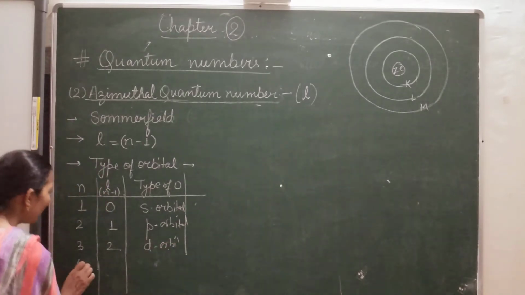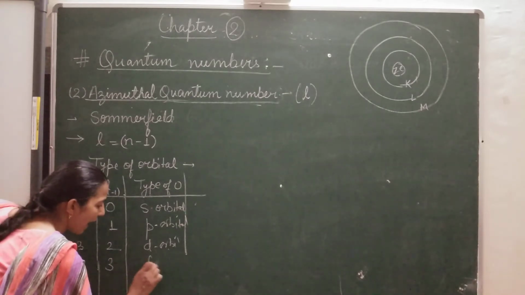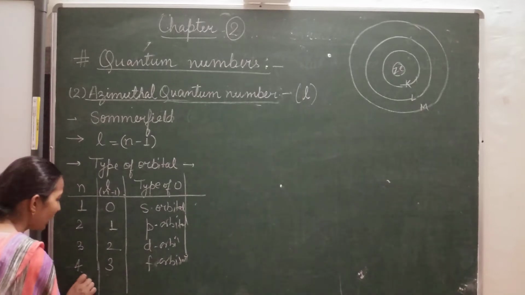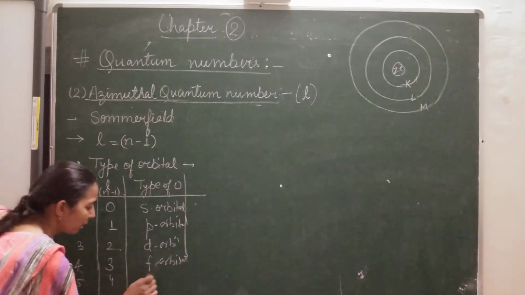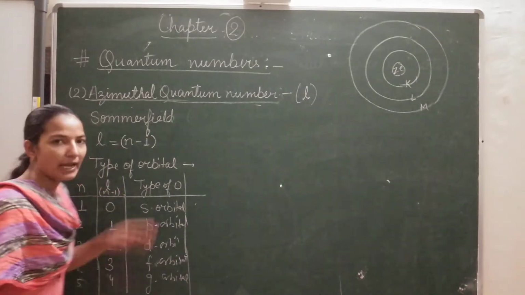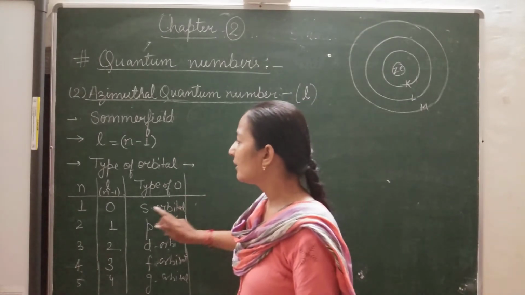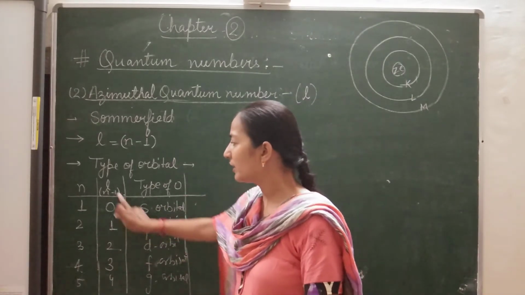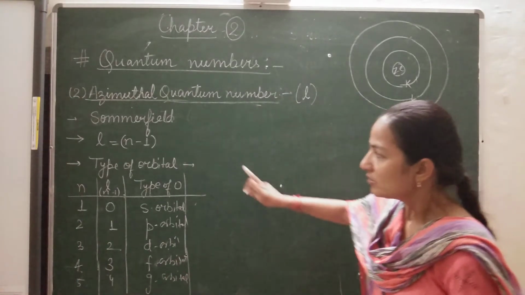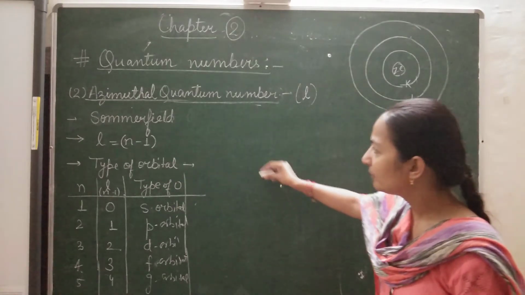If n equals 4, then the value of L will be 3 and it is the f orbital. If n equals 5, the value of L will be 4 and it will be the g orbital, and so on, h and so on. In this way we can get the information of the type of orbital with the help of the azimuthal quantum number.